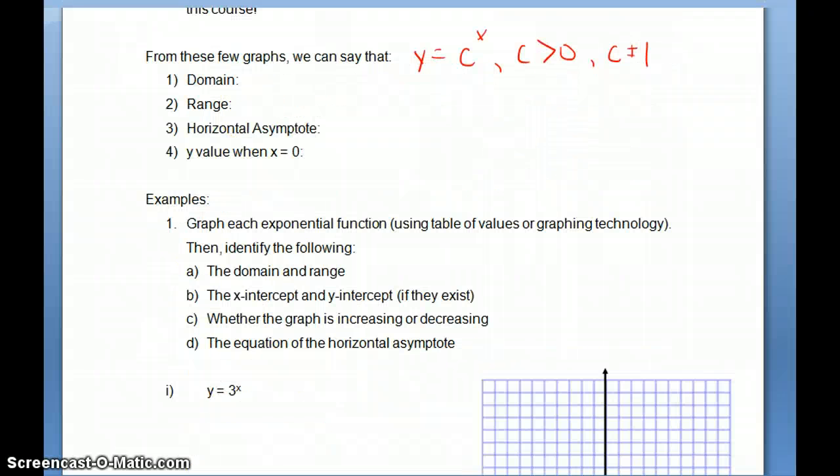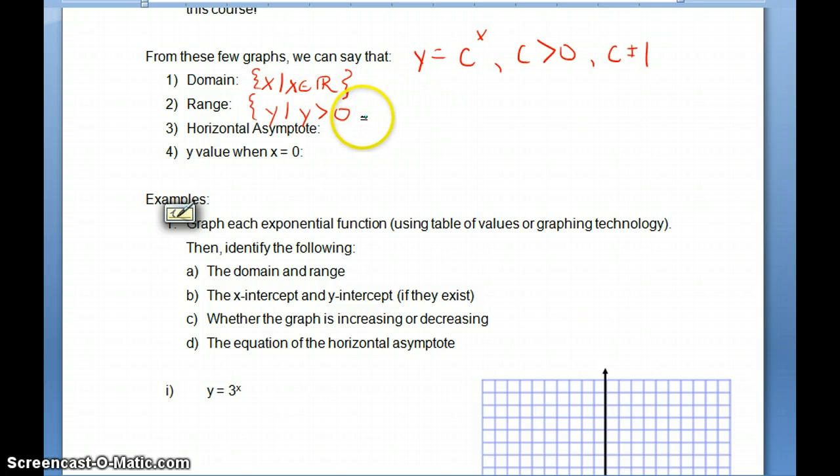Alright, so looking at the domain, let's look at those two graphs where we have exponential growth and exponential decay. And we can make a little generalization there. So we can say that we'll have our parentheses x such that, remember this bar here means such that, x is an element of all real numbers. And we'll close that parenthesis there. Then we'll look at the range. If you compare that, we have y such that y must be greater than 0, where y is an element of all real numbers.